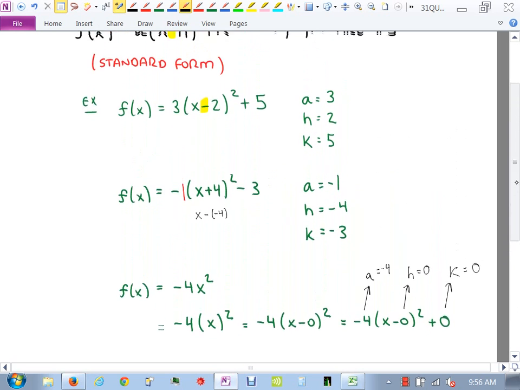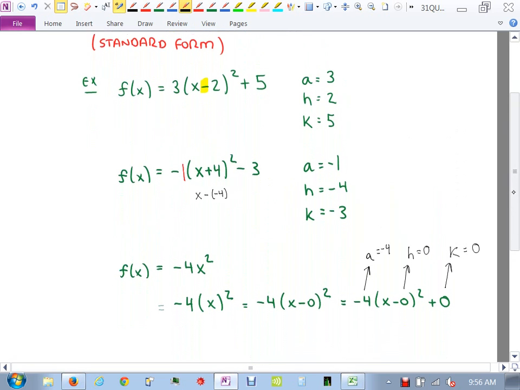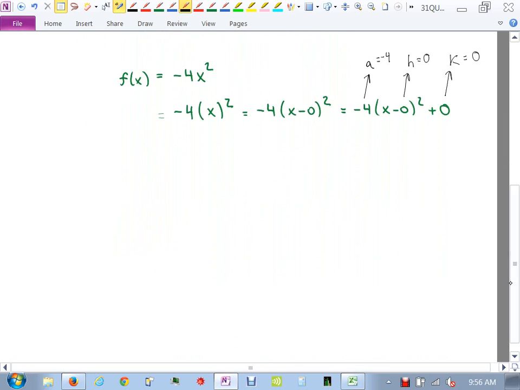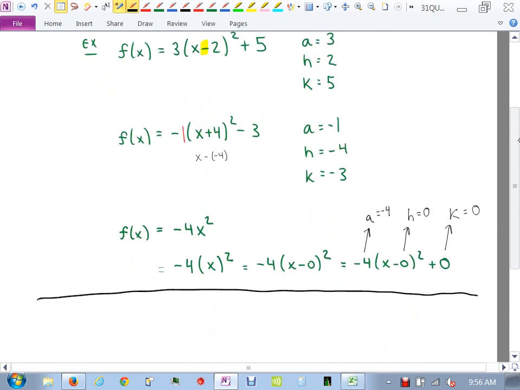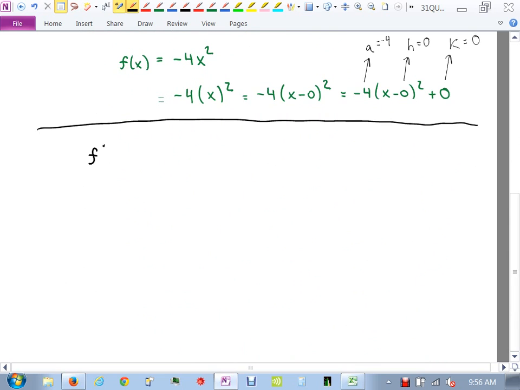I think that's good. So these are all our standard forms for quadratic functions. Now let's talk about non-standard form. If you take the function and it's given to you like this instead, this is called a quadratic function in non-standard form.